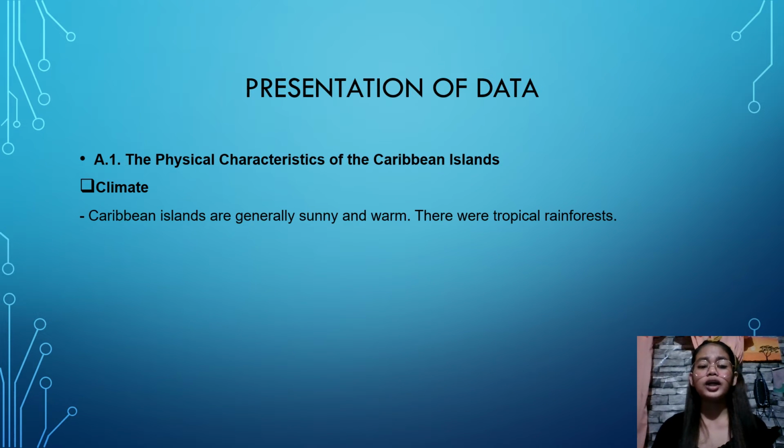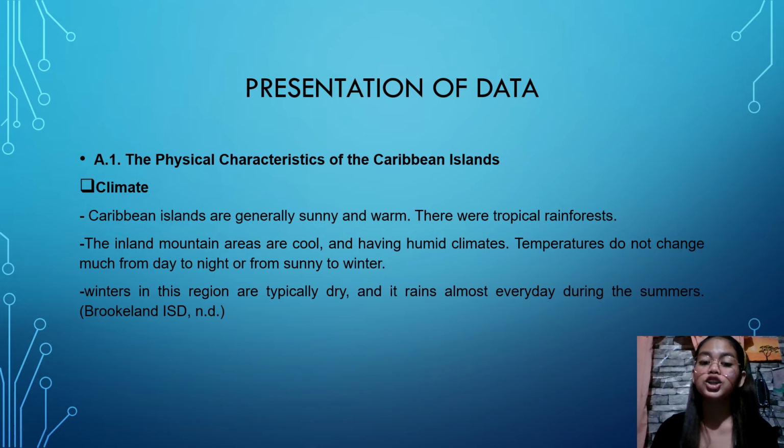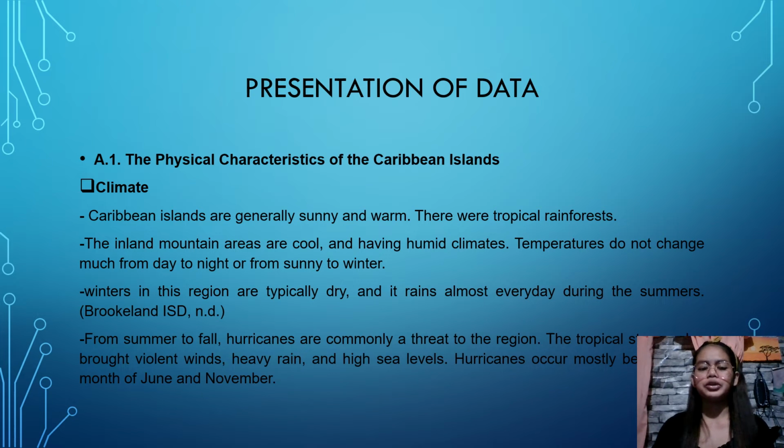Then, when it comes to climate, Caribbean islands are generally sunny and warm. There are also tropical rainforests there, and the inland mountain areas are cool and humid, and temperatures do not change much from day to night or from summer to winter. And according to Brooklyn ISDNB, the winters in this region are typically dry, and it rains almost every day during the summers.